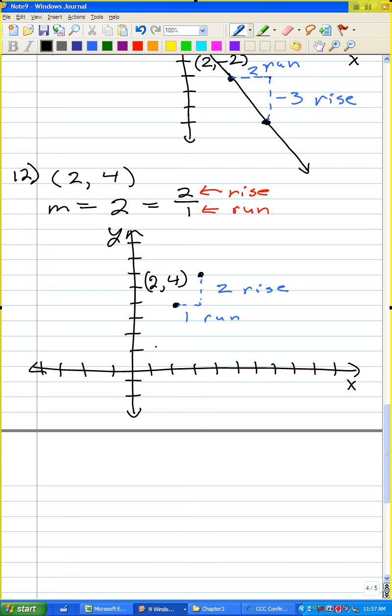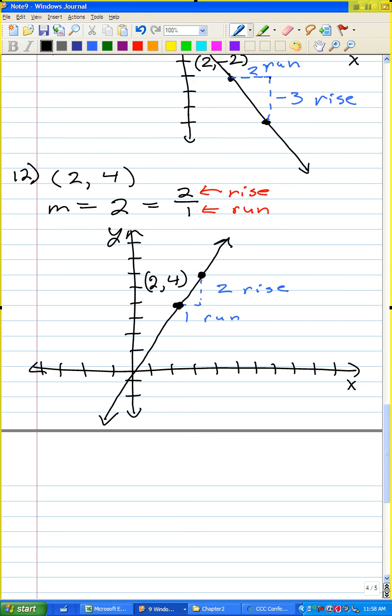And now let me draw a line connecting these 2 points. And so it looks something like this, and that is the graph of the line passing through 2, 4, having a slope of 2.